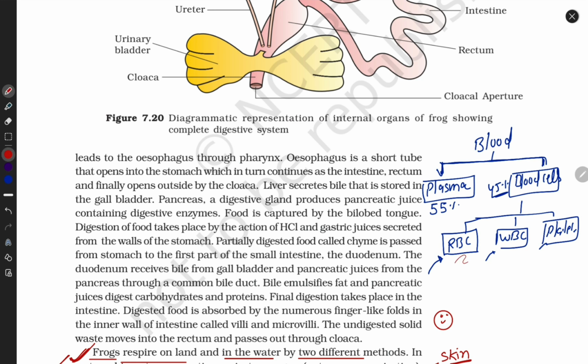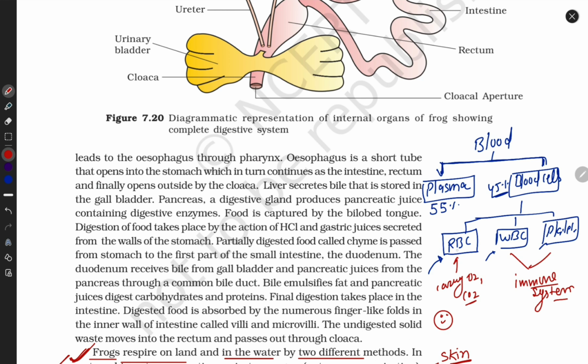What is the importance of RBC, WBC and platelets? Start with RBC. They carry oxygen and CO2. Overall, I must say they carry gases. And WBC and platelets are important in the immune system. Yes, guys, they participate in our immune system.